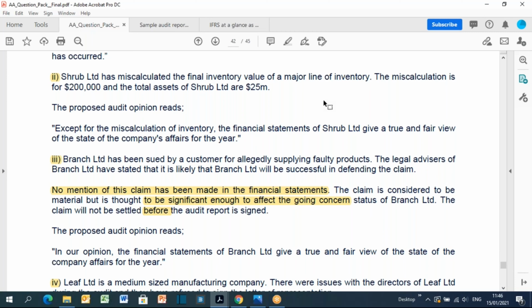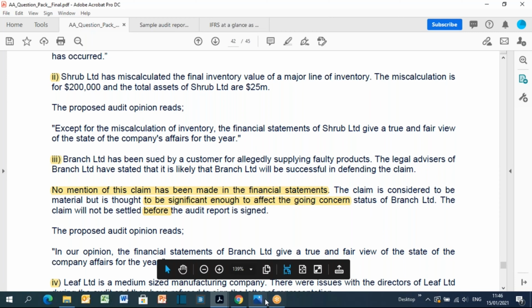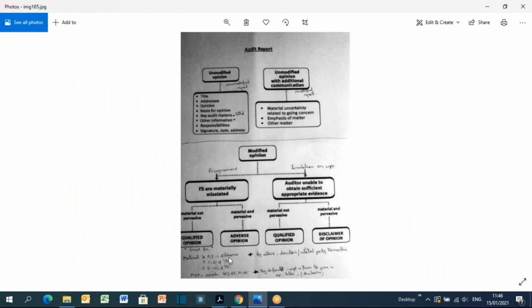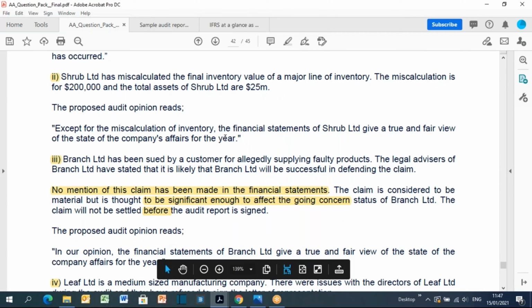So 0.8 of total assets. If we look at the threshold in here that I have in this example, 0.8, it has to be between 1 or 2, so it's not material, right? So first of all, we've calculated the materiality straight away, so we'll know it's not a material misstatement. Let's see. The proposed opinion is that, except for the miscalculation of inventory, the financial statements give a true and fair view of the state of the company.